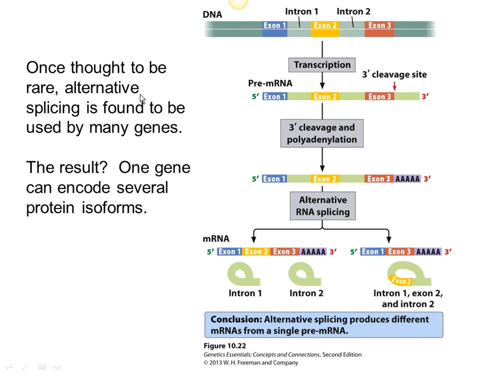One thing that happens that maybe 15 years ago we thought was pretty rare is something called alternative splicing. It turns out that it's not rare. It's something that a lot of genes do. If you have several exons in a gene, this is just 3, but if you have several exons, it's possible and actually quite common for the exons to be spliced together in different combinations, and they give you slightly different gene product or mRNA products, and slightly different proteins will be translated from those.